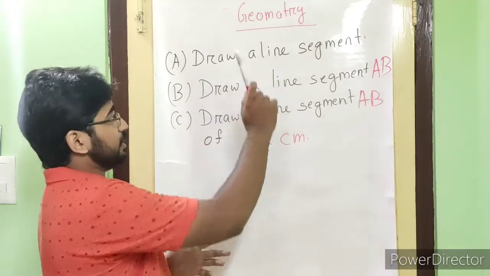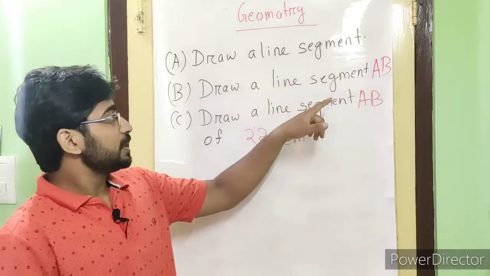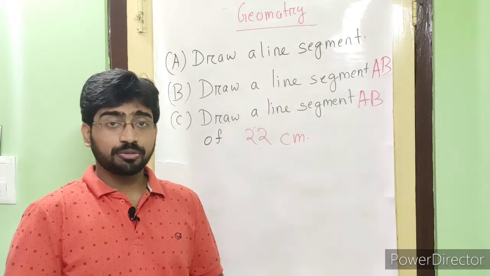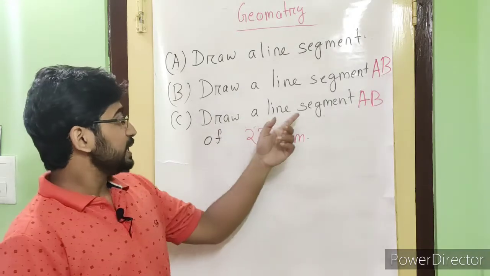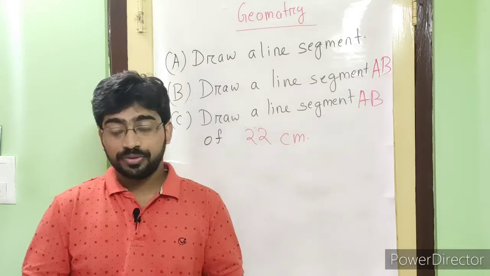See, draw a line segment. This one is question number 1. Draw a line segment AB. This one is question number 2. Draw a line segment AB of 22 centimeter. This question is number 3.